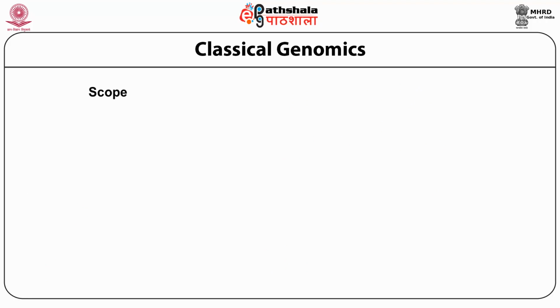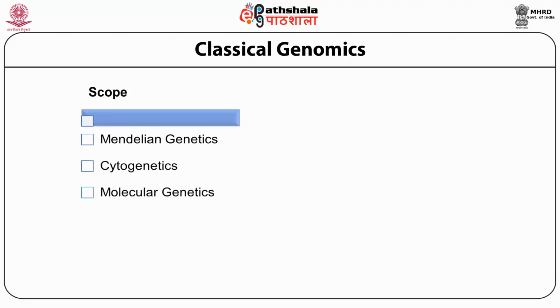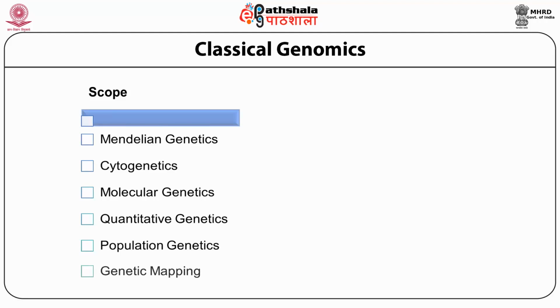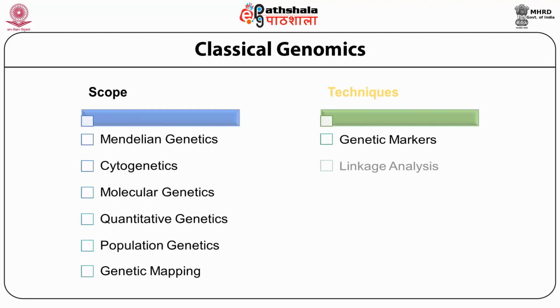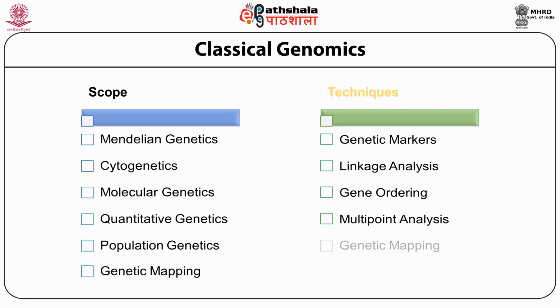Classical genomics was based on the integration of several traditional as well as modern disciplines. It included the tenets of Mendelian genetics, cytogenetics, molecular genetics, quantitative genetics, population genetics, and of course, genetic mapping. It mainly utilized fundamental tools such as genetic markers, linkage analysis, gene ordering, multi-point analysis, genetic mapping, and quantitative trait locus mapping or QTL mapping.